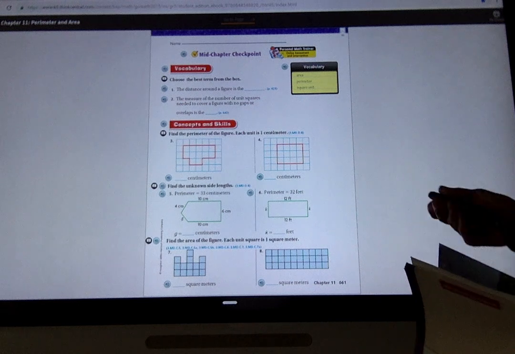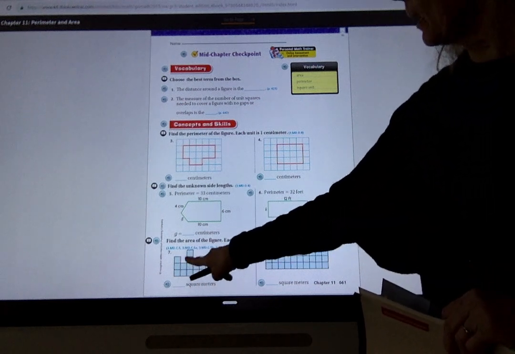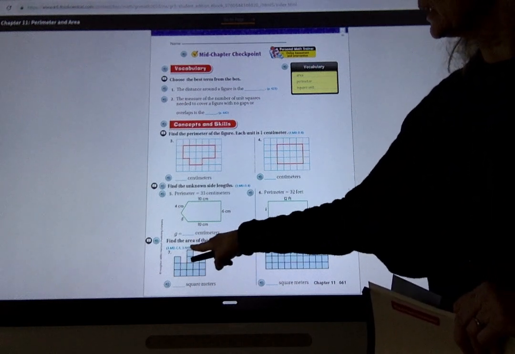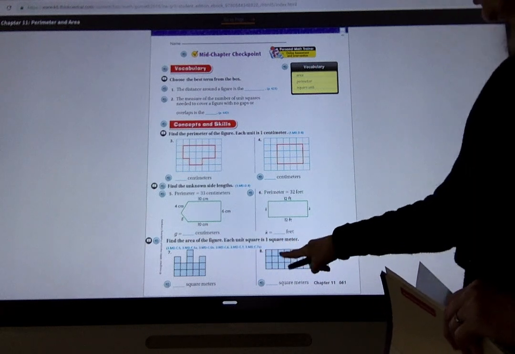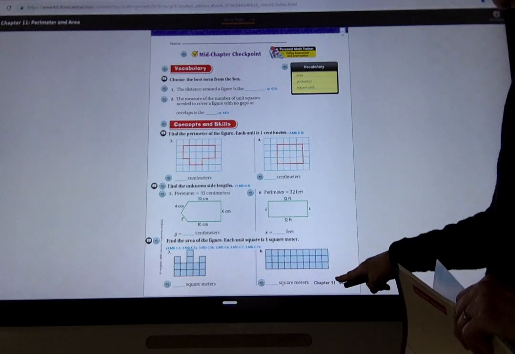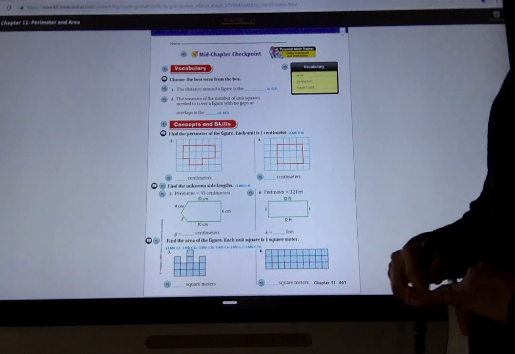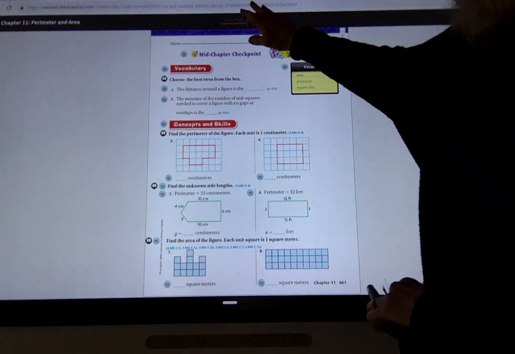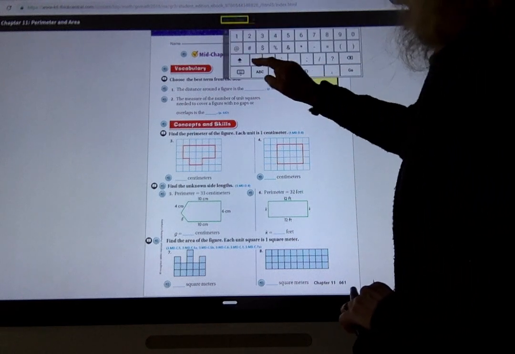Okay. So the area is the amount that's covered in blue. You can count them. Here you could use repeated addition, or you could multiply. Now let's go to page 662. We'll see if it works.